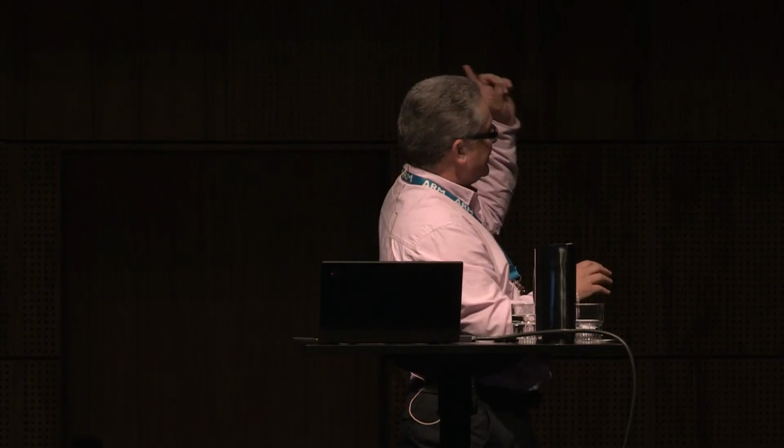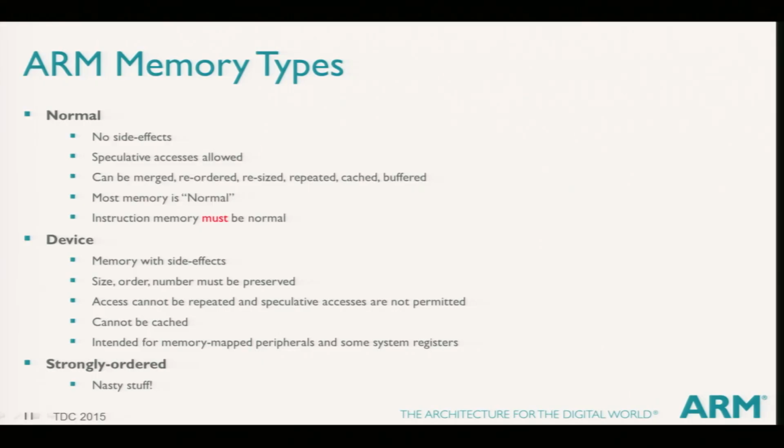There's a third type of memory defined in the architecture called strongly ordered, which is really nasty stuff. We defined it as incredibly strictly ordered memory for legacy reasons, but then discovered that no one used it and no one could really work out what it was for. So we've actually dropped that in the latest versions of the architecture. So you don't need to worry about that one anymore.